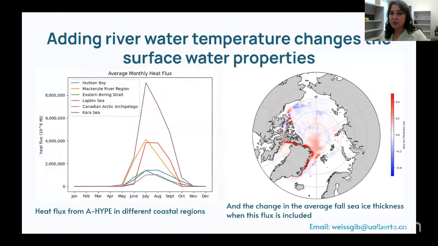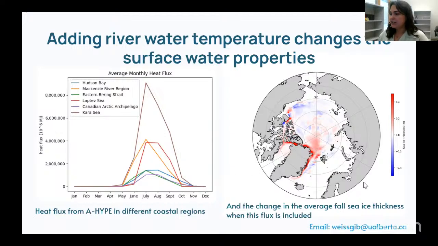The other thing that we can do with hydrological model output, which is important in the Arctic, is include river water temperatures. This is something which is not readily available in all data sets, but the hydrological models include river water temperature output. So we can include this as a heat flux in our ocean model simulations. This is just showing the heat flux that we see from these different coastal regions. The largest is obviously in the Kara Sea. This is where the Ob and the Yenisei rivers drain into, which are the largest rivers in the Arctic. So it gives us the largest heat flux.